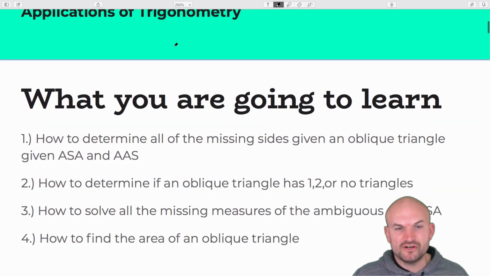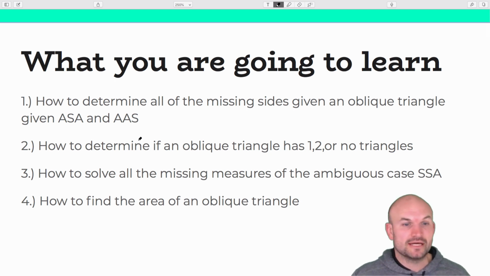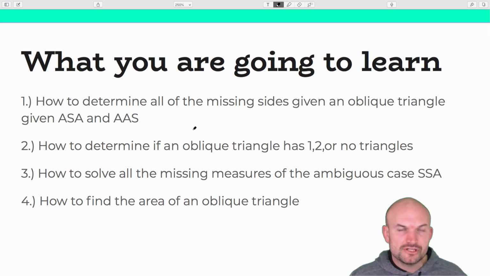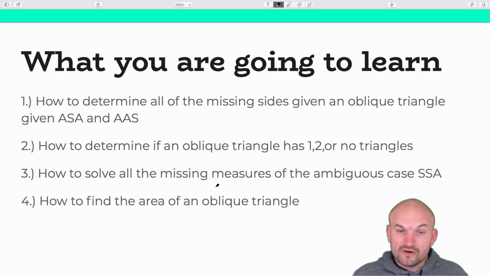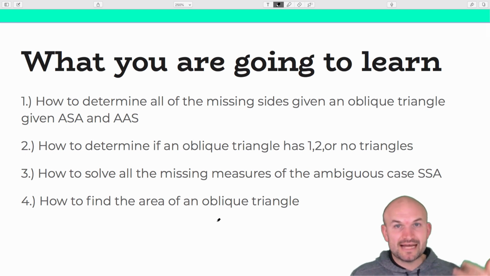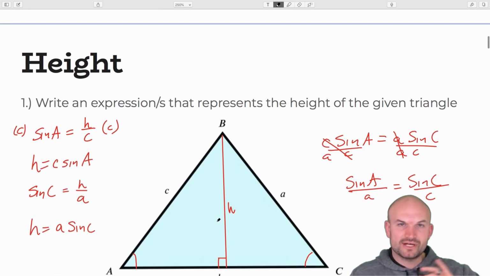So what we're going to cover in this lesson is how to determine the missing sides of an oblique triangle when given angle side angle as well as angle angle side. We're going to talk about how to determine the types of triangles given oblique triangles, also known as the ambiguous case. We're going to solve the missing measures using the ambiguous case. And then lastly, we're going to end up with finding the area of an oblique triangle. Now, you might not be familiar with the vocabulary of an oblique triangle, so that's what we're going to discuss here, or at least to get started.